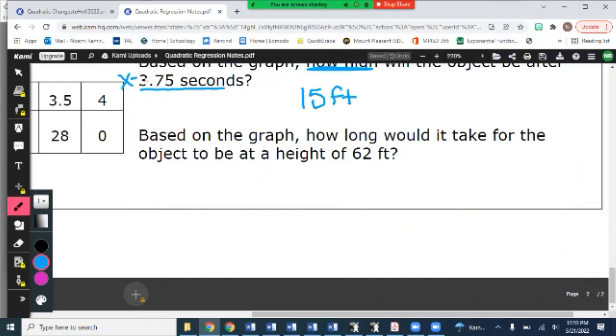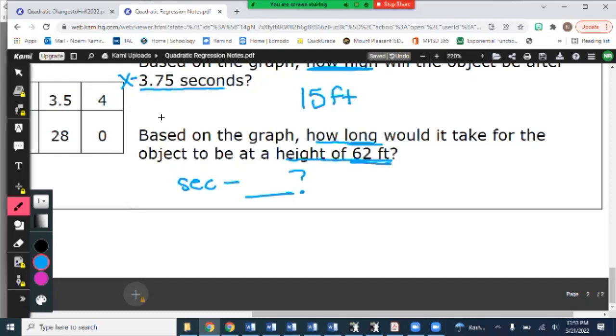Now, this last question here, it's highly unlikely that they ask us. It hasn't been asked for like the last 3 years, but just in case, because there's rumors that it'll be like a very old test that we used to take. It says based on the graph, how many seconds would it take for it to reach a height of 62 feet?